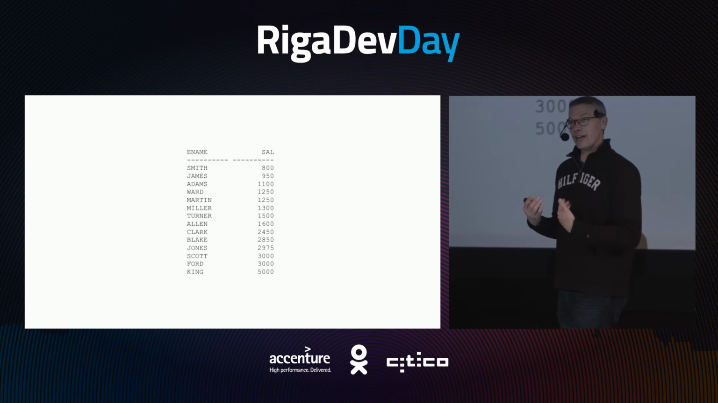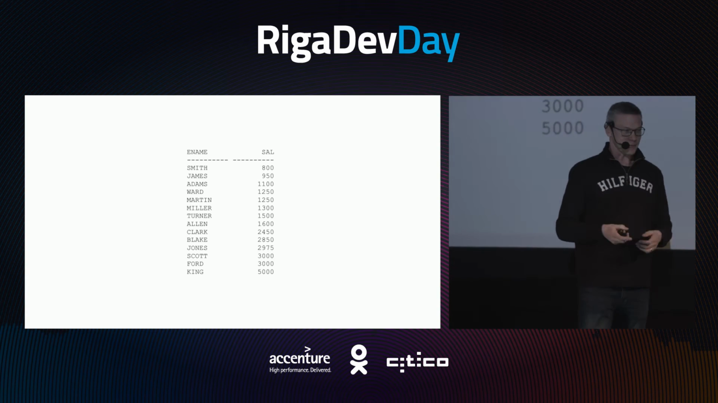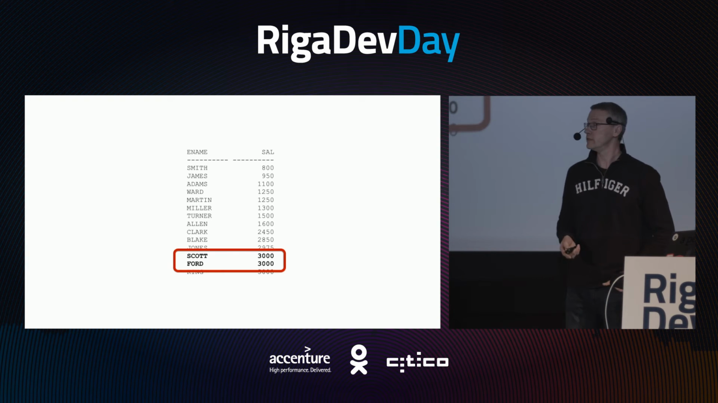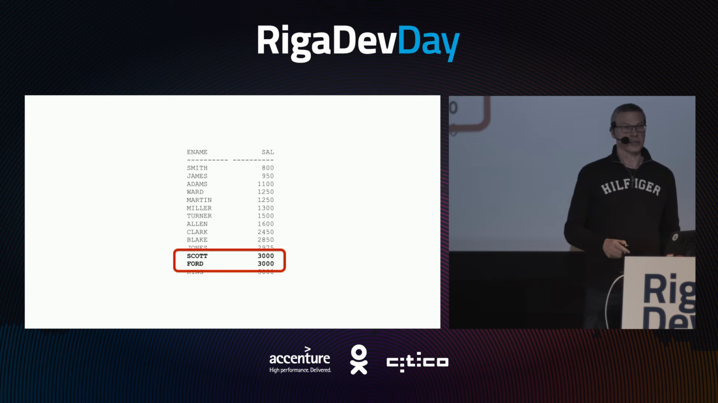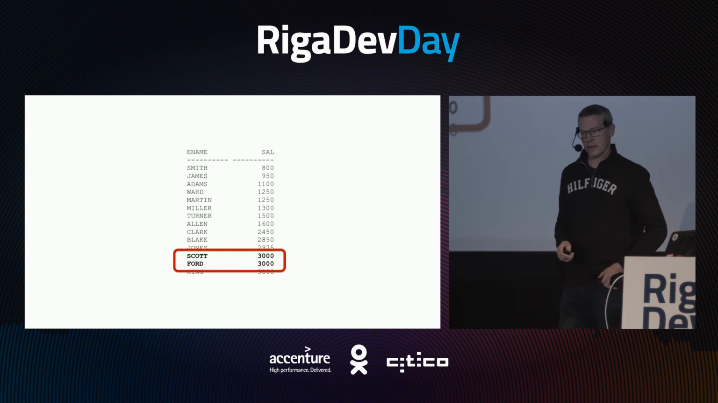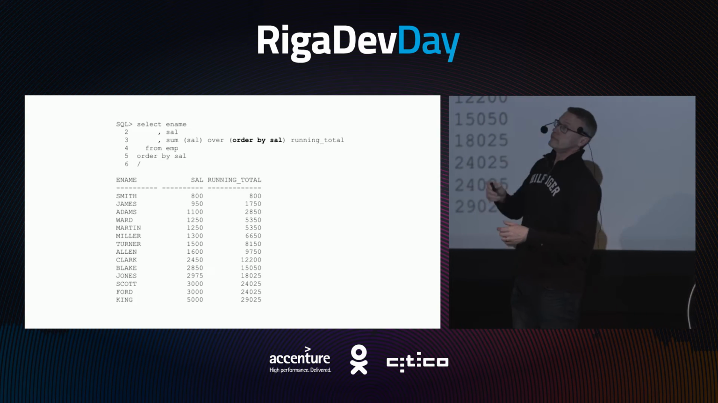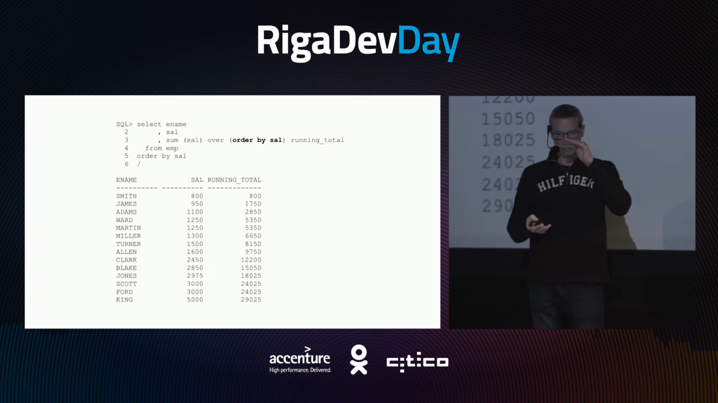One of the things why I like the EMP table is that you can do a lot of stuff with it, and it has some anomalies in there as well. If you look at Ford and Scott, they both have the same salary. So instead of ordering by the ename, I'm going to order it by the salary. So salary is sorted.